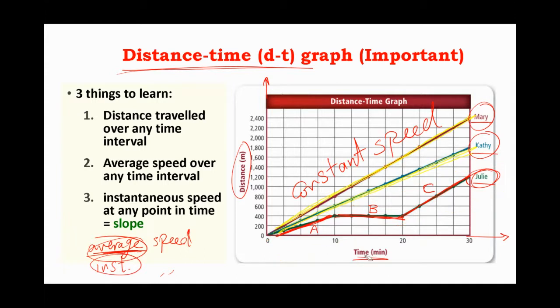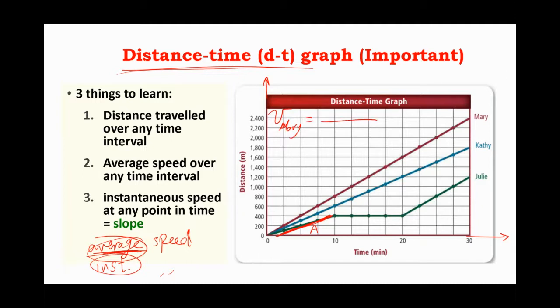Okay. Let's take the first case very quickly, the case of Mary. How to get the average speed for Mary? I divide the total distance over the total time. Where is the total distance? This is the total distance, 2,400. Where is the total time? 30. So this one over this one gives you 80 meters per minute.